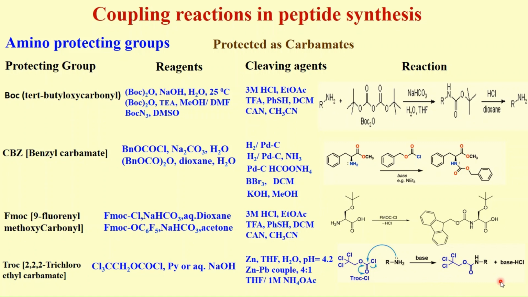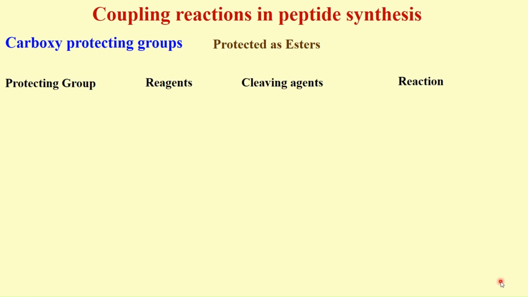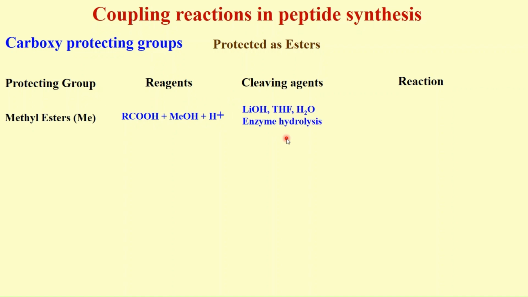The carboxy group can also be protected in the form of esters. The protecting group, reagents and cleaving agents used: we can protect as methyl ester. We can treat with methanol, RCOOH plus methanol, a simple esterification reaction in the presence of HCl or H2SO4. We can cleave by using a base like lithium hydroxide or by enzymatic hydrolysis.